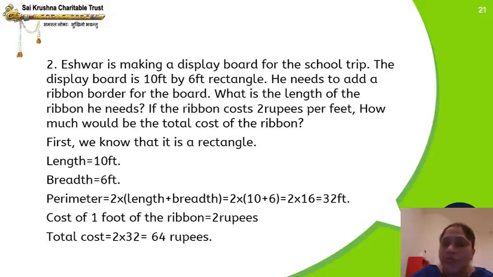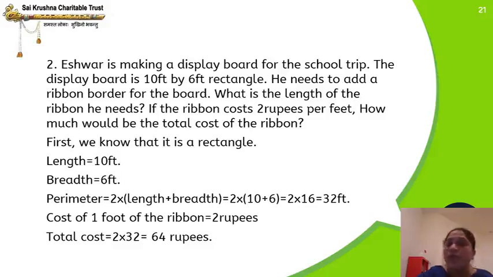So let us look at a different example which involves cost. So here Ishwar is making a display board and you see that it is a 10 feet by 6 feet rectangle. So we have the length 10 feet, breadth as 6 feet. So he needs to add a ribbon border for the board. So that means we need the perimeter. So perimeter is nothing but 2 times length plus breadth, and 2 times 10 plus 6 is 32 feet.